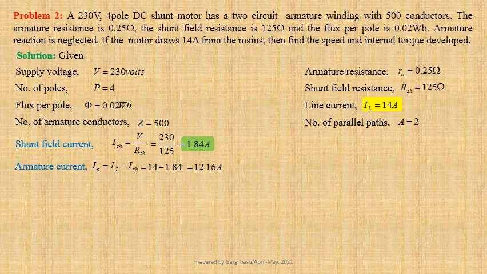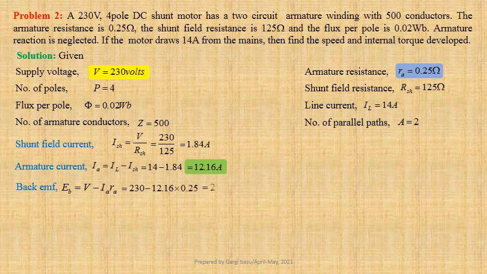Neglecting brush contact voltage drops, we get the expression for back EMF EB equals V minus IA times RA, that is equal to 230 minus 12.16 into 0.25, that gives us 226.96 volts.